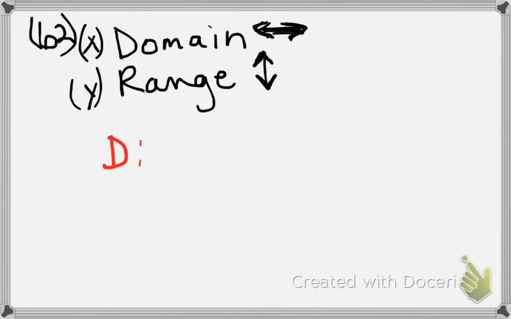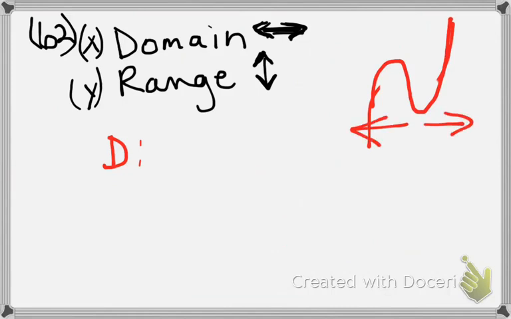So for number 62, looking at my domain, my graph looks like this. Actually, that's not a very good graph, but it goes more like this. But if I look at this, it's going to the left and it's going to the right and it's not going to stop. So that means that all real numbers work for my domain. That means that any place I go to, I'm going to get different x's and different y's, but I can go as far left and as far right as I want to go.